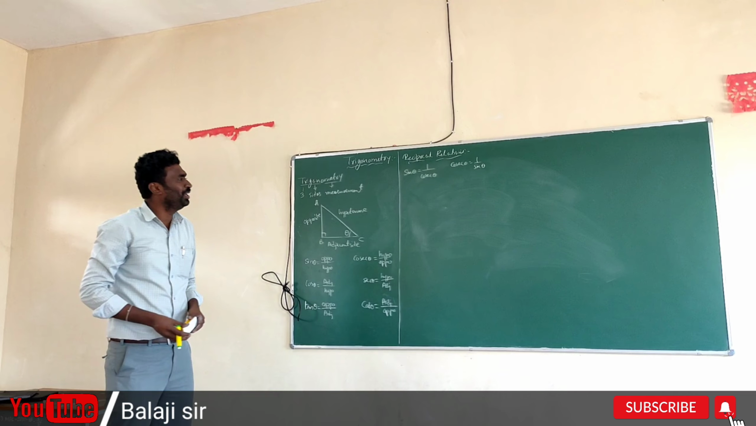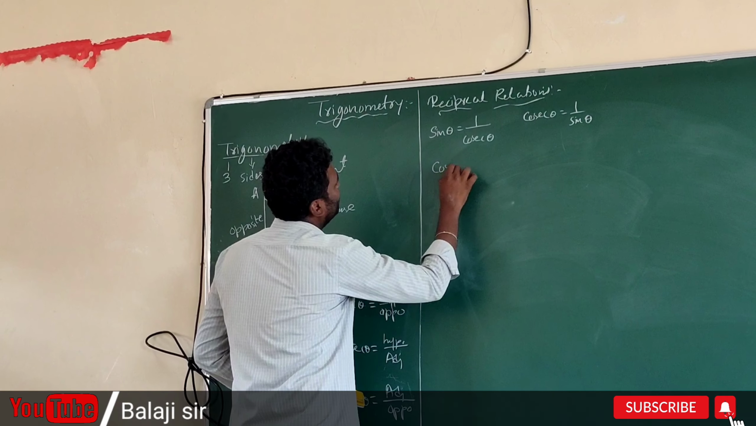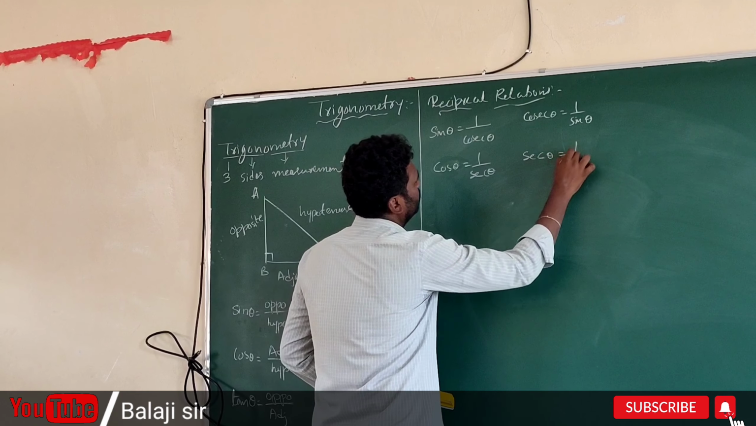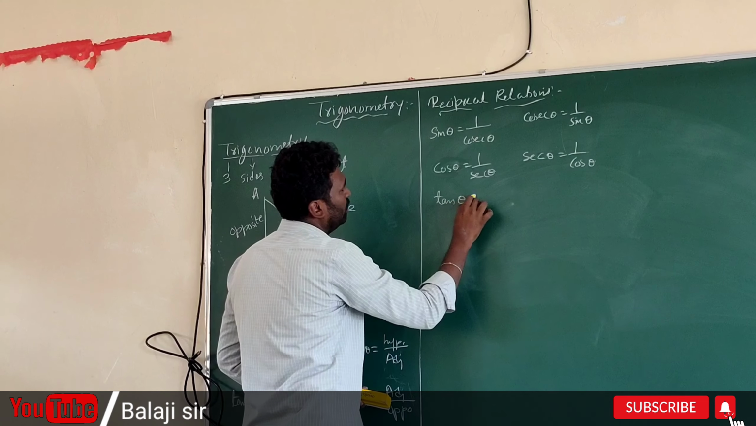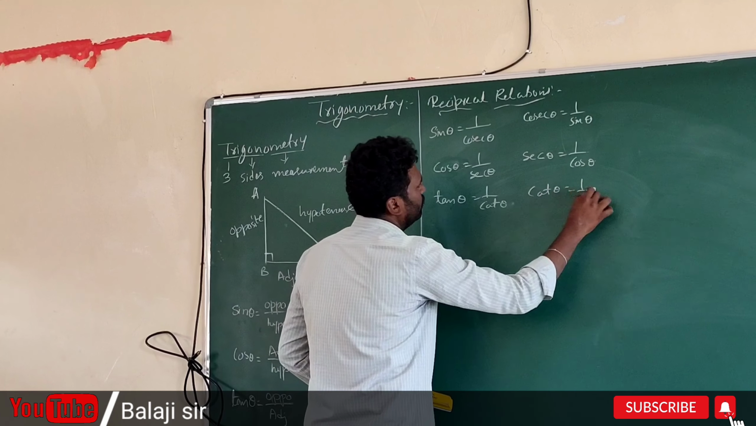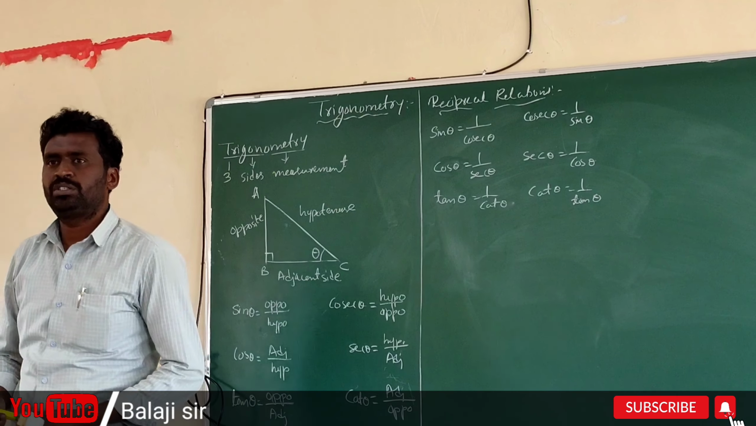Once we have proved it, it means it's going to be applied for the rest of the things, yes? Yes, sir. Okay. Cosec and cos are reciprocals. Sec is the reciprocal. And tan theta and cot are reciprocals. Okay, these are the reciprocal relations.